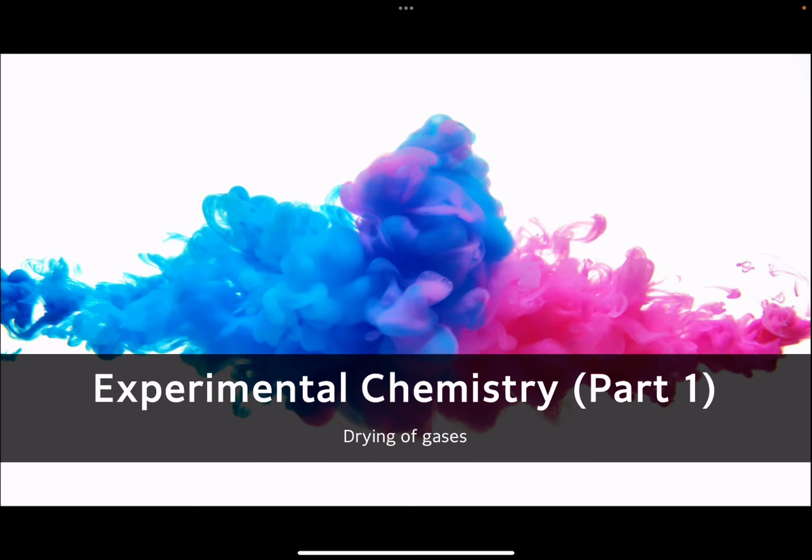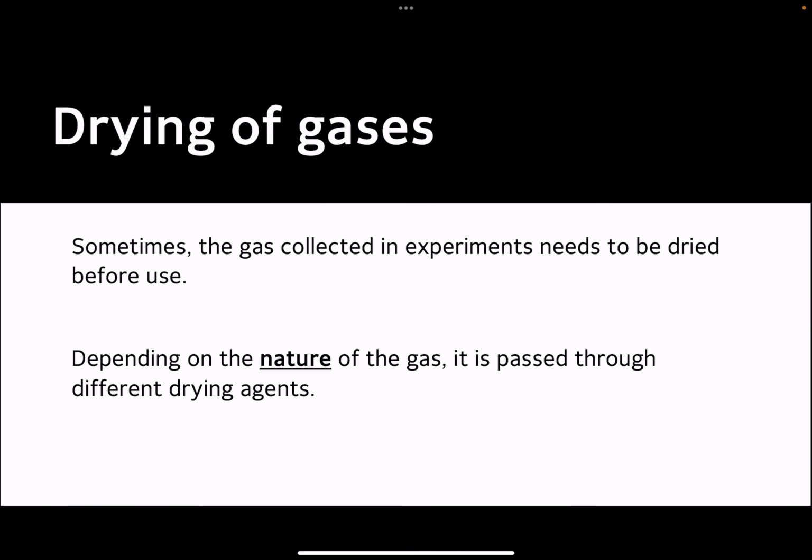But how do we go about drying gases? For drying of gases, we will need the help of something called a drying agent. This drying agent is kind of like a helper. It helps us to dry the gas.